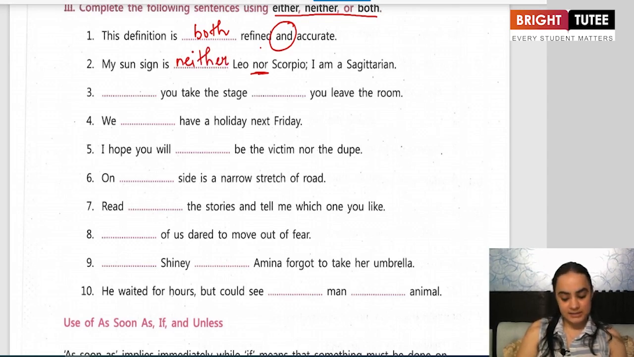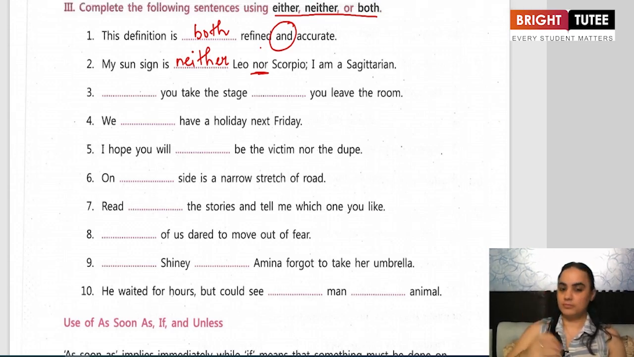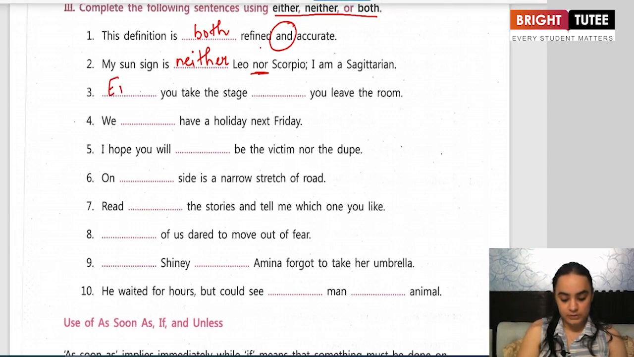Either you take the stage, or you leave the room. You have two options. You can get on the stage or you can leave the room. So there is an option that you have to choose. When you have to choose, we use either or.